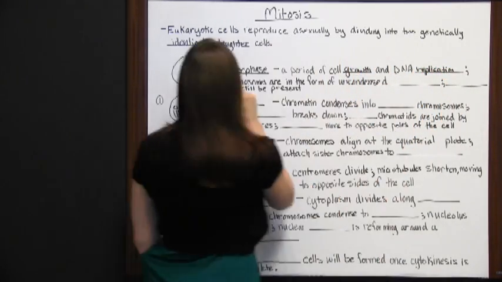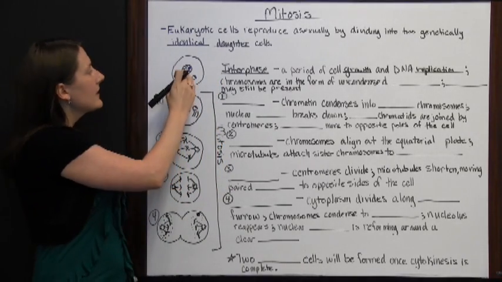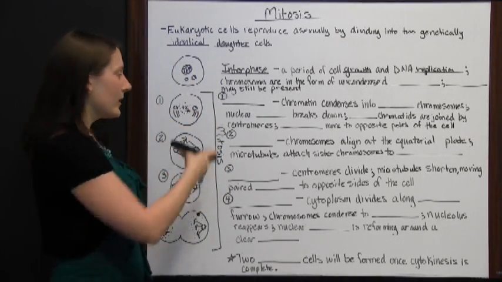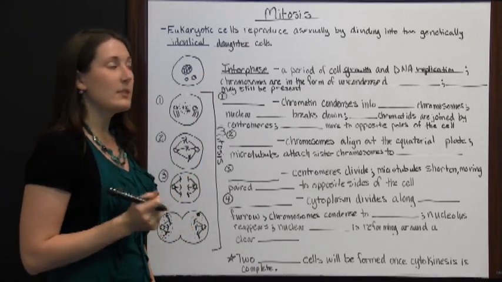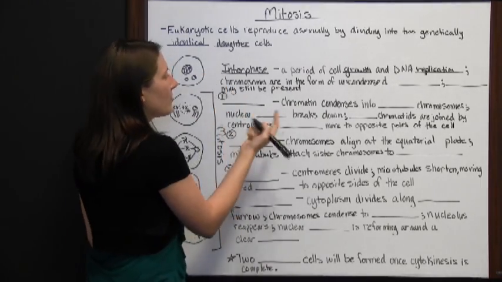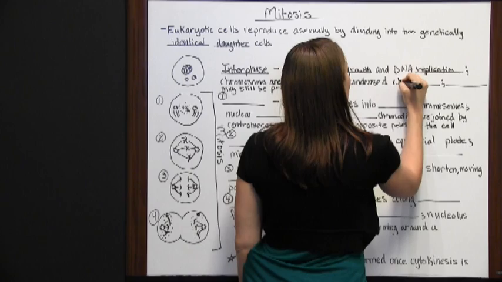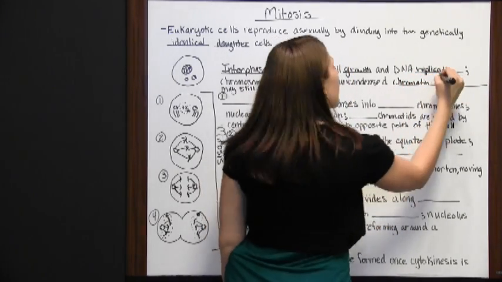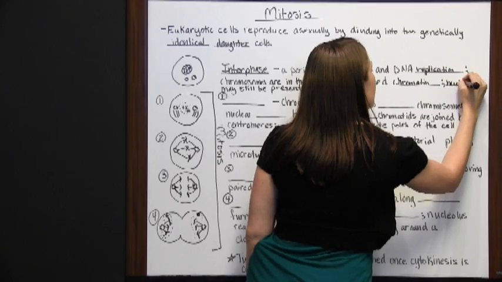So the cell gets a little bigger, the nucleus gets a little bigger, the DNA replicates, so there's more of it for the mitosis that's about to happen. Chromosomes are in the form of uncondensed chromatin. And the nucleolus may still be present.